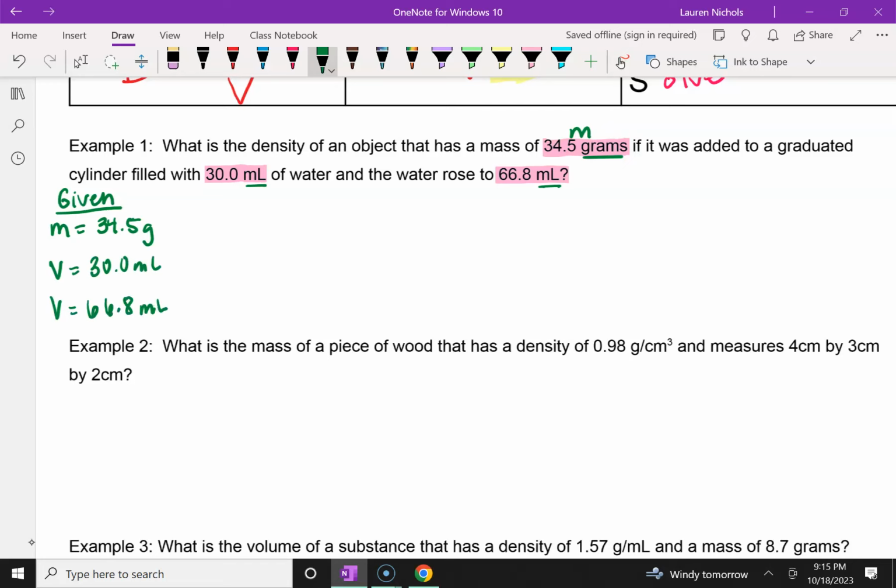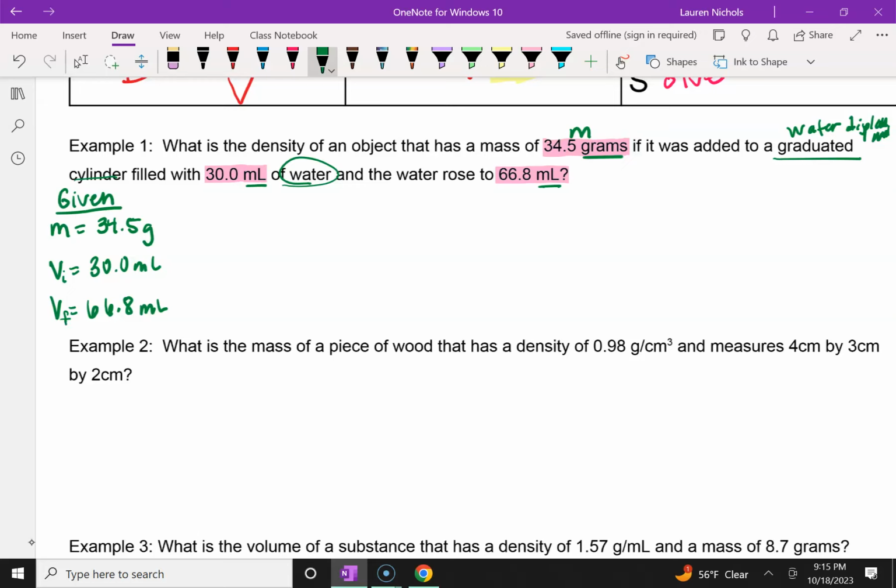But we need to be able to distinguish between them. Now, they describe a graduated cylinder filled with water. So that tells us that they did water displacement in their lab, or their experiment. So we see that the initial amount with water was 30, so we would put an I for initial. And then after they added the object to the cylinder, it went up, so that would be our final volume.